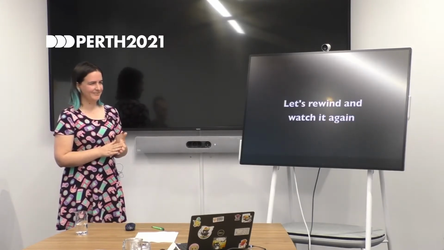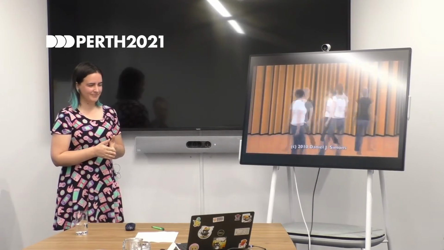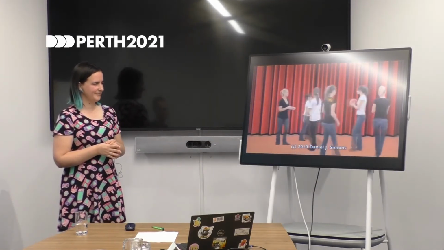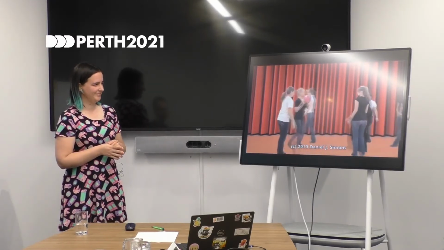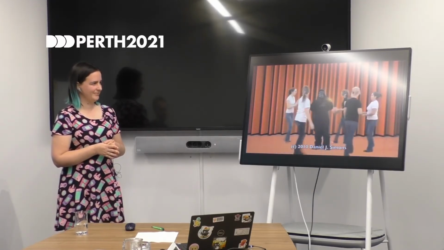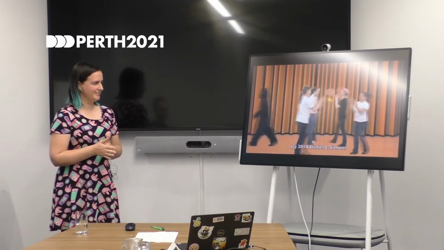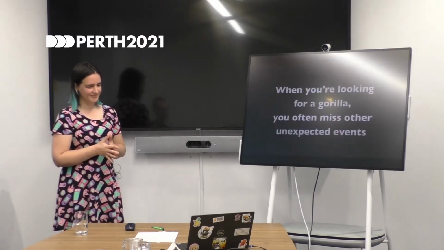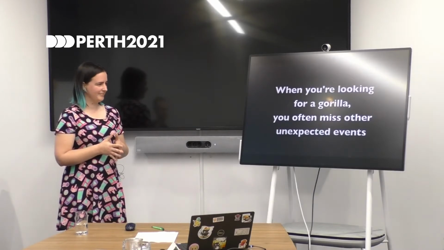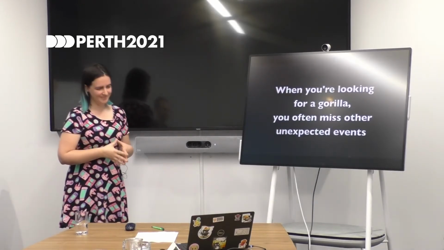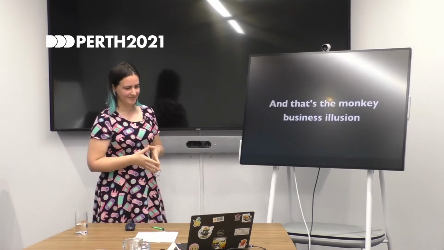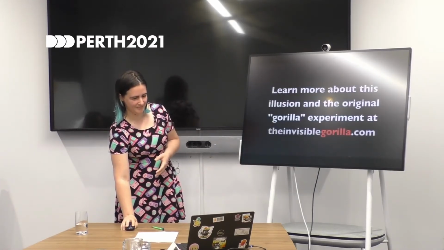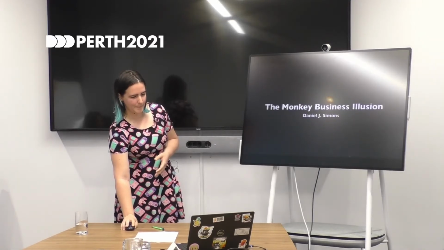Let's rewind and watch it again. Here comes the gorilla, and there goes a player, and the curtain is changing from red to gold. When you're looking for a gorilla, you often miss other unexpected things. And that's the monkey business illusion. Learn more about the monkey business illusion.